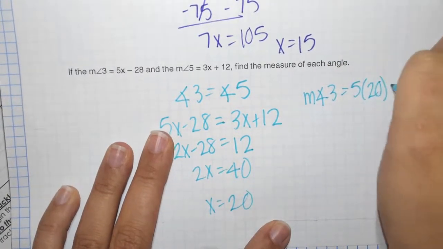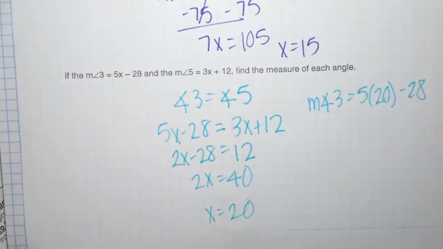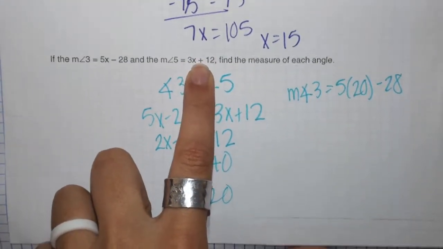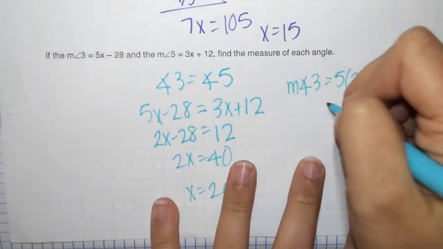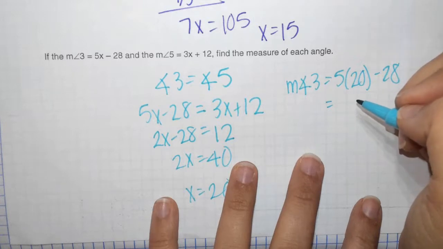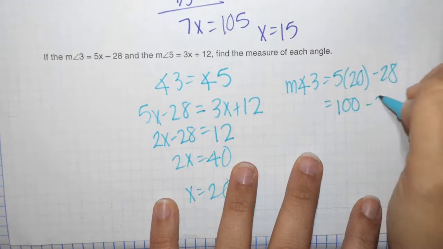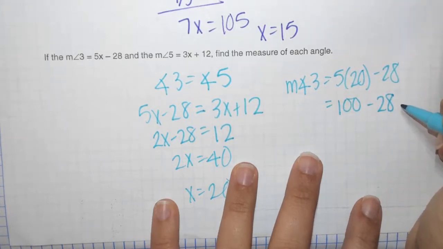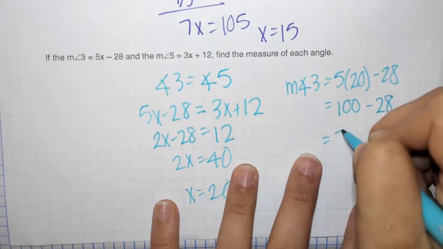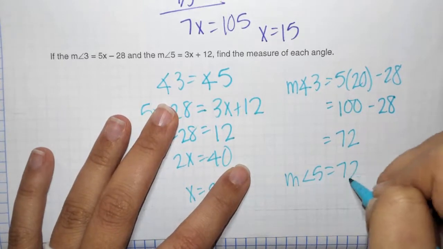You do plug it back in. Can you only plug it into one? Yes, you could, because they're supposed to be equal, right? Would it help to plug it into this one as well, just to make sure we did it right? Yes. What's 5 times 20? 100. And what's 100 minus 28? 72. They both equal 72. And so the measure of angle 5 is also 72 degrees.